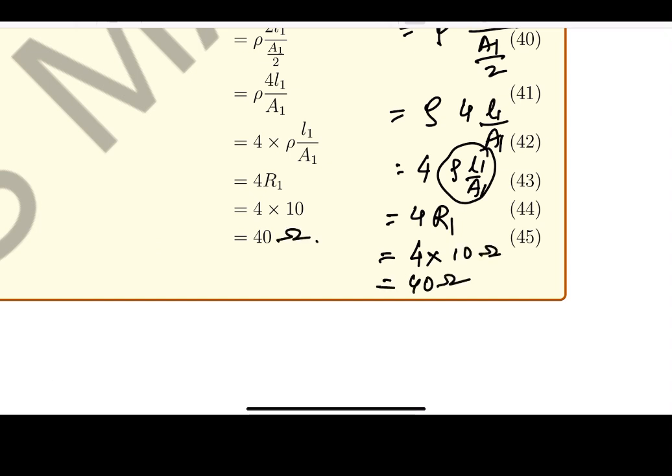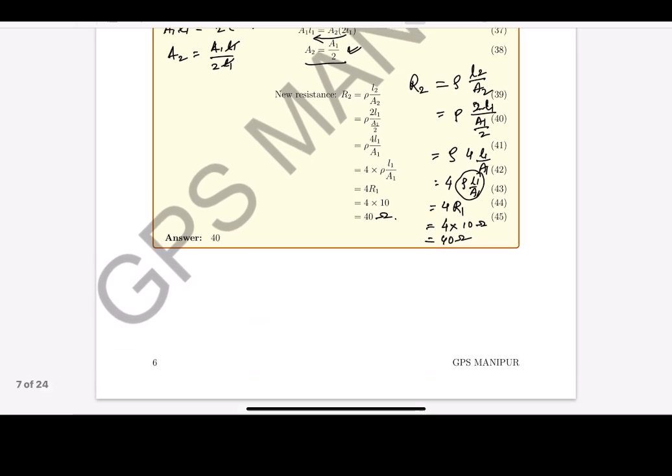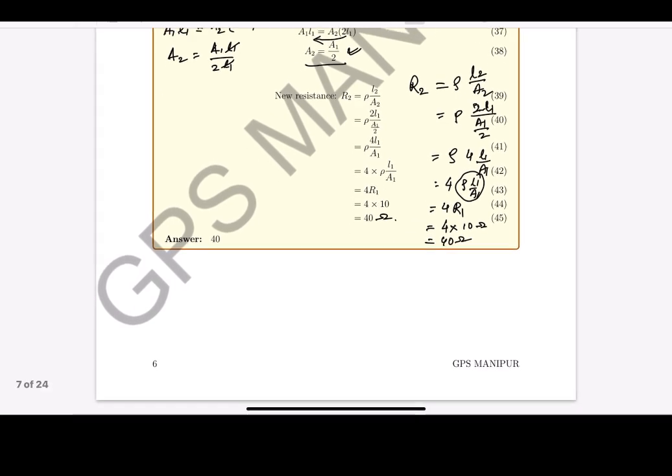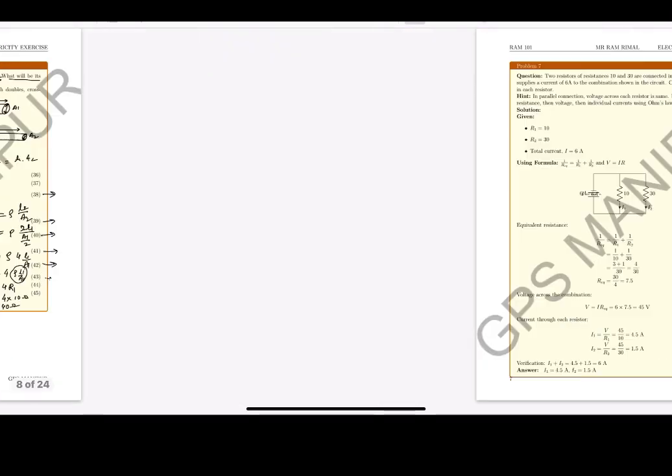I hope you understood this question. Let's go next. If you have any difficulty in any equation written here, you can ask me. You just mention the equation in the comment. I'll explain it to you. Don't worry.